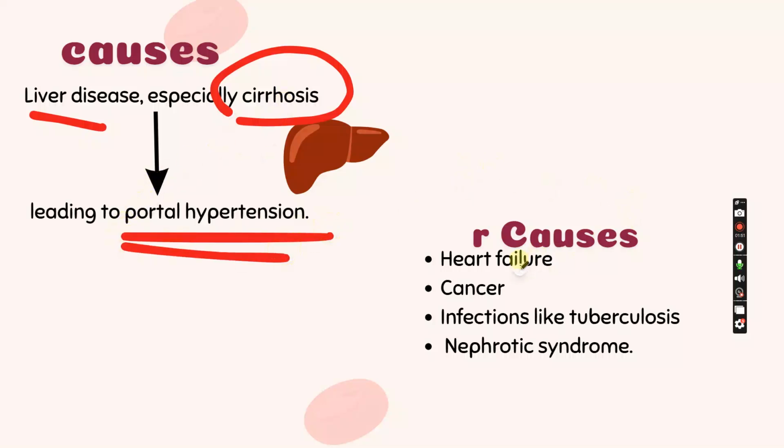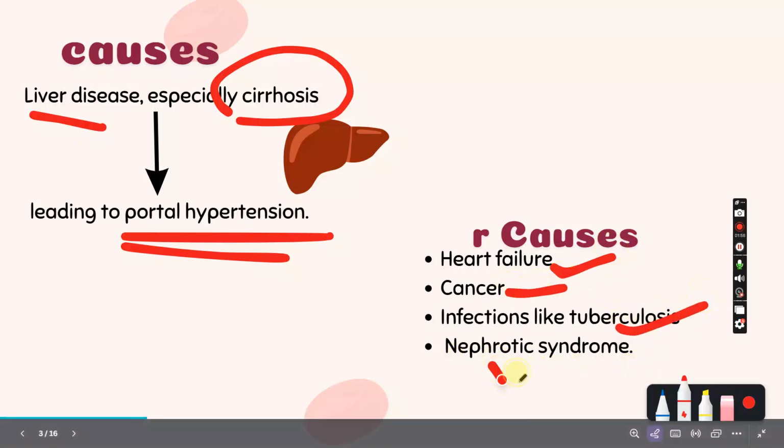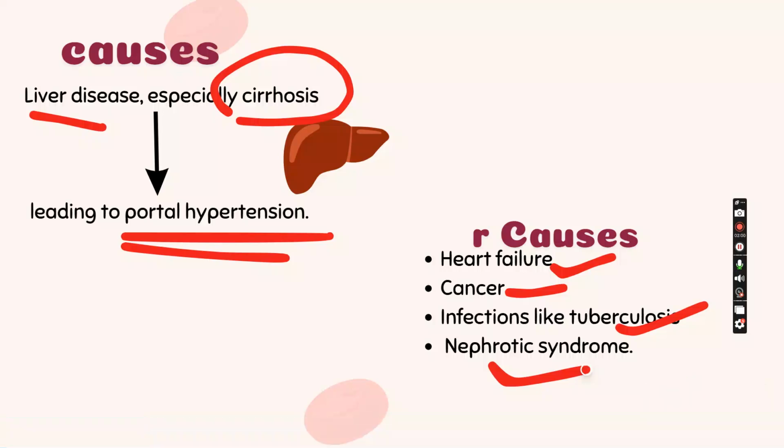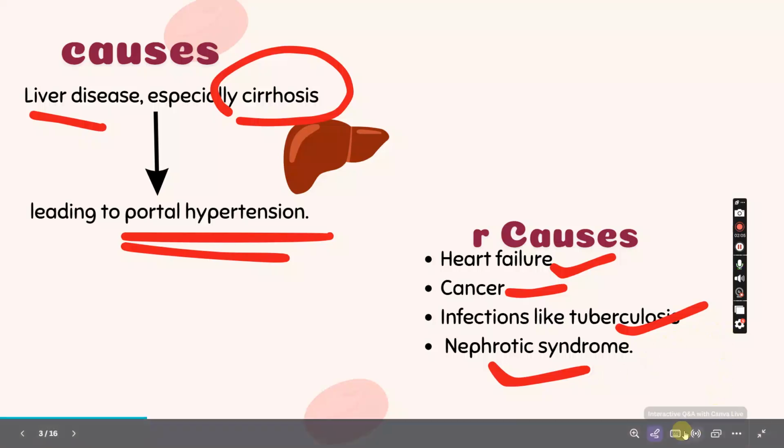The other causes are heart failure, cancer, tuberculosis, and nephrotic syndrome. These are also contributing factors, or we can say other causes that lead to ascites.